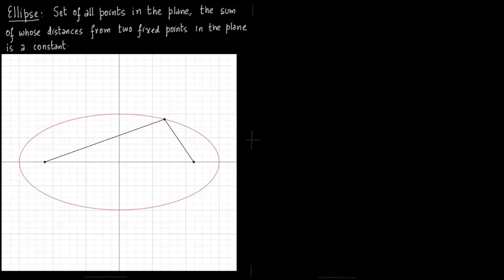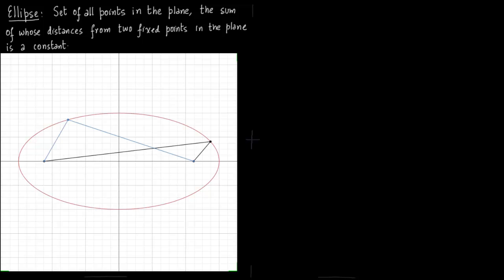So let us see. We have a point on the ellipse, and you can see it is connected to two fixed points which we will call foci, and the sum of the distance to the first fixed point plus the distance to the second fixed point is constant. So we will write this down.